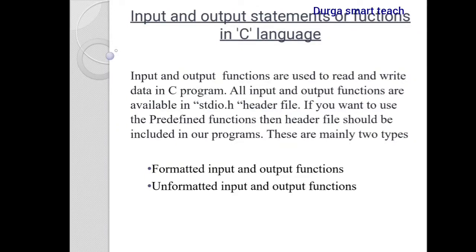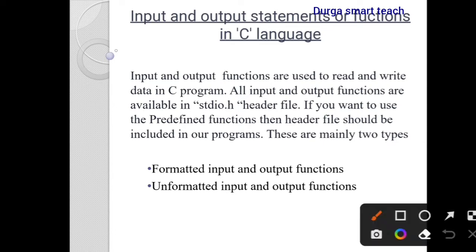Today I am going to discuss input and output statements in C. Input and output statements are also known as input and output functions. These input output functions are used to read and write data in a C program. If you want to read data from the user, then you need to use the read function. If you want to write the data from the program, then you need to use the output statement.